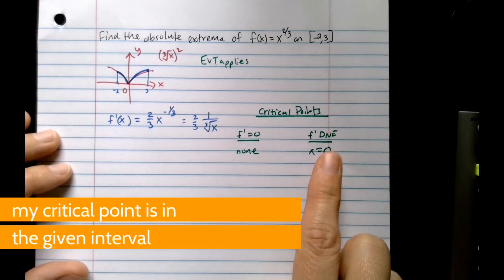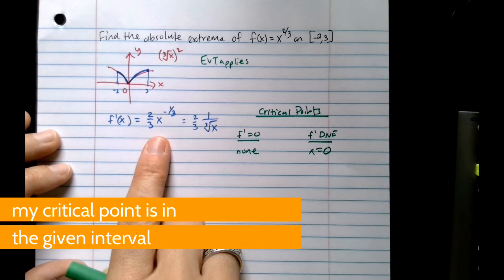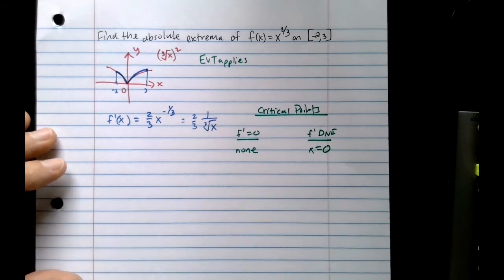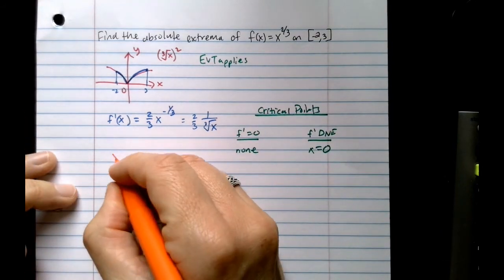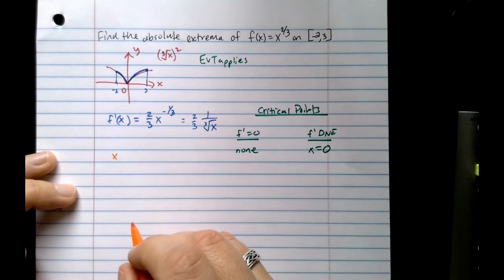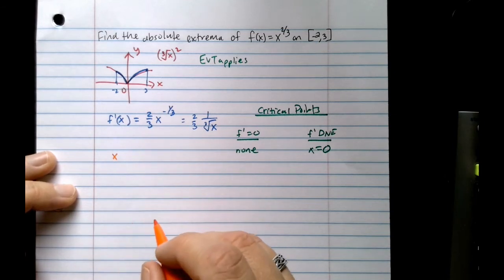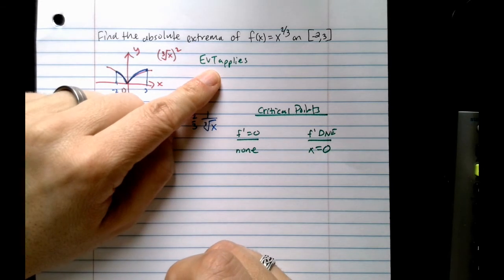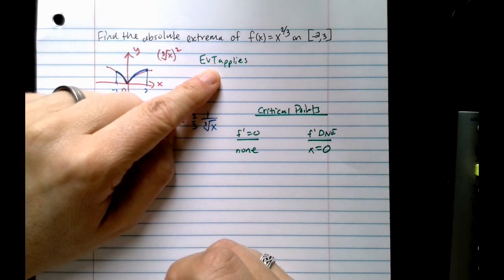So now that I've found my critical points, I know my derivative, I have my interval, we're going to make a table of values. The table of values is going to help me figure out what is my absolute maximum and what is my absolute minimum. Because remember, the extreme value theorem applies. What that means is I am guaranteed both an absolute max and an absolute minimum.